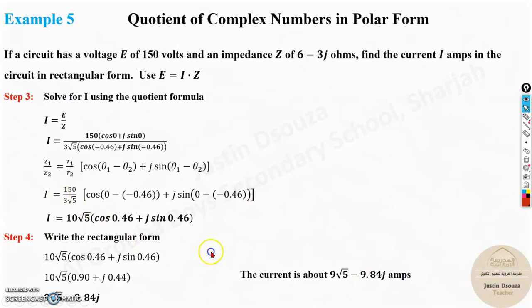Not in the polar form. You need to convert it back to rectangular form and then get the answer.